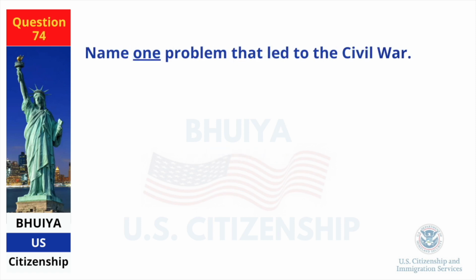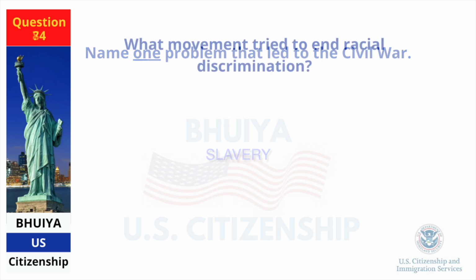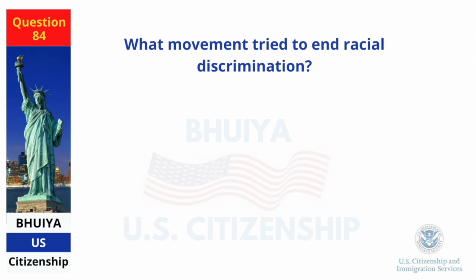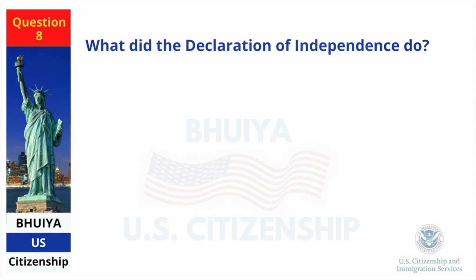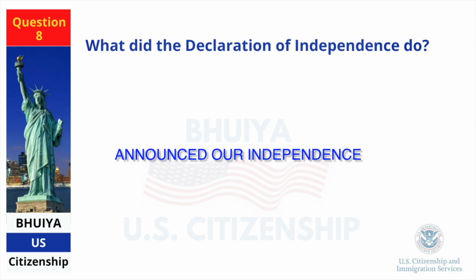Name one problem that led to the Civil War. Slavery. What movement tried to end racial discrimination? Civil rights movement. What did the Declaration of Independence do? Announced our independence.